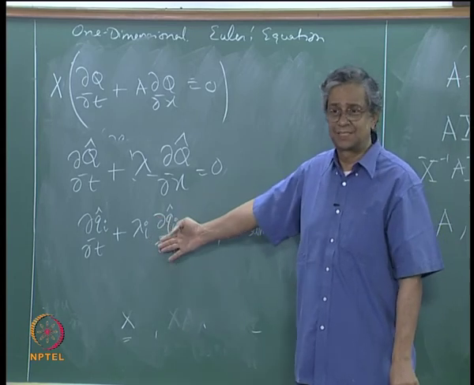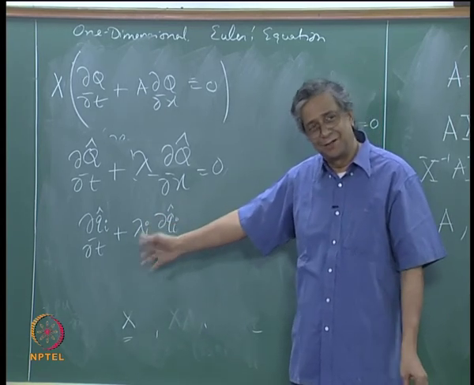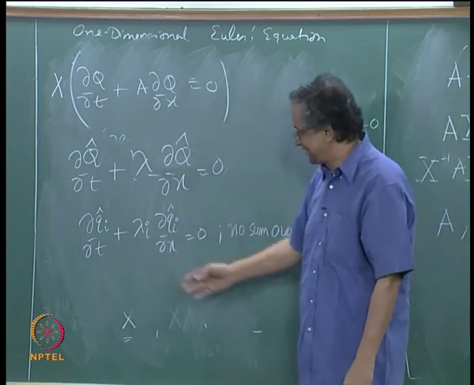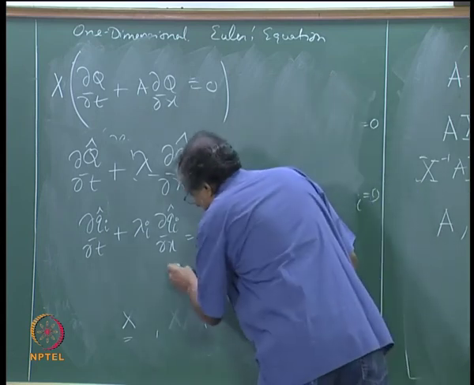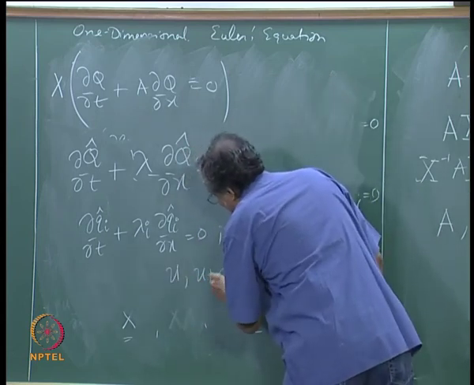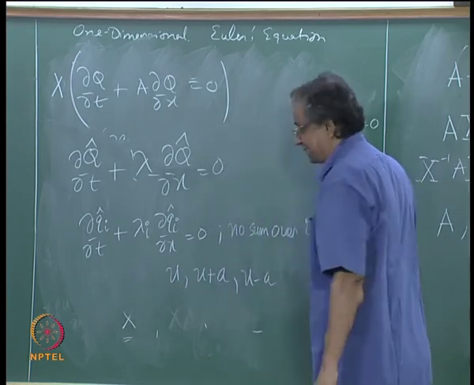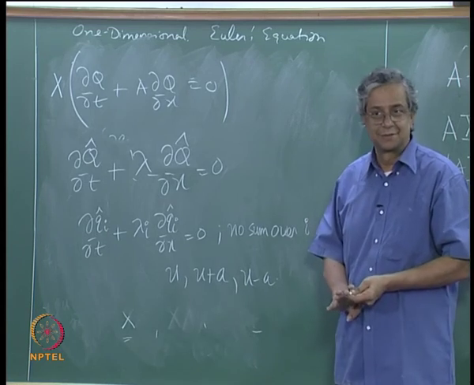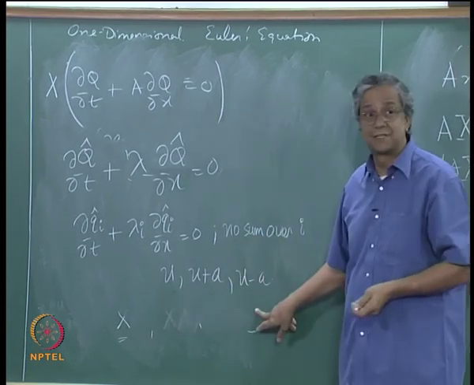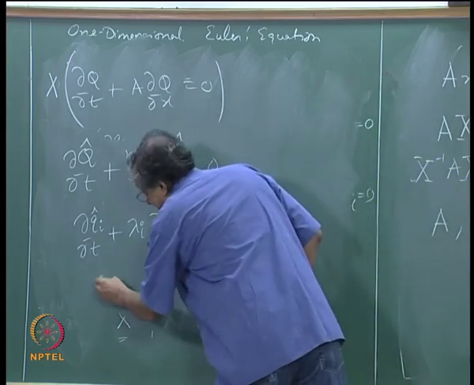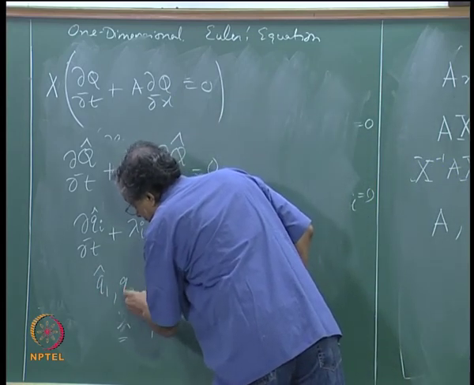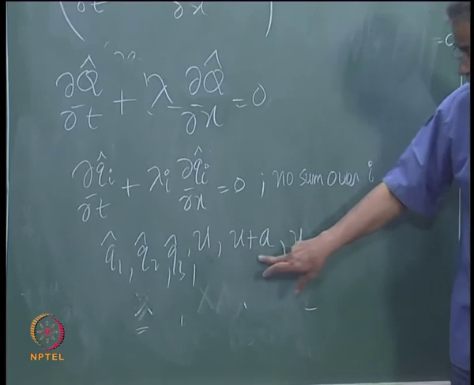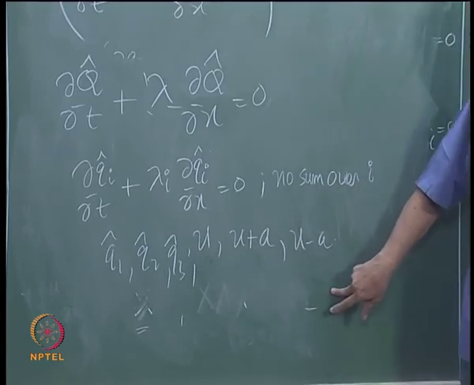We have 3 equations as promised, not linear because you have a u, there is only so much we can deliver. So lambda 1, lambda 2, lambda 3 are u, u plus a, u minus a. What are the 3 propagation speeds? u, u plus a, u minus a. You will find the q1 hat, q2 hat, q3 hat corresponding to these 3 eigenvalues.